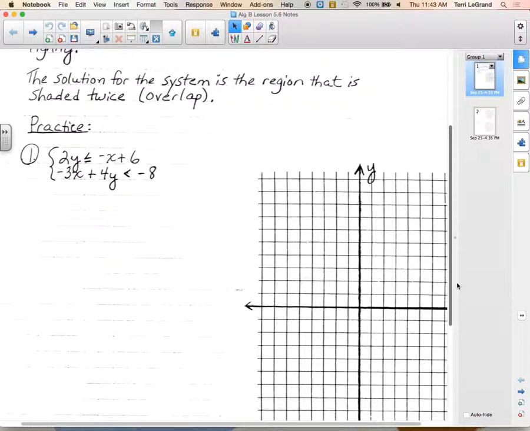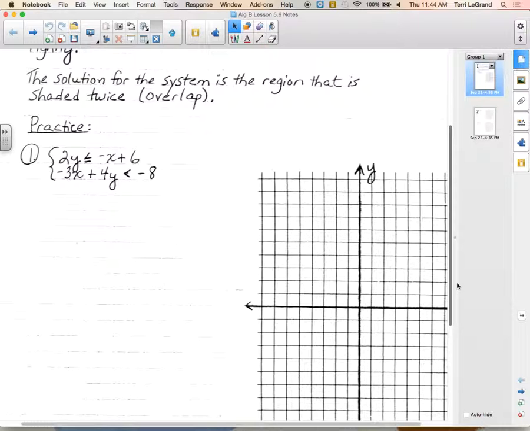Okay, so we're going to do number one here where we have our system. We have 2y is less than or equal to negative x plus 6. And we have negative 3x plus 4y is less than negative 8. We're going to take care of the first one and then worry about the second one after we're done with the first one. Okay? So is the first one ready to graph the boundary lines? No. Is it in slope-intercept form? No. Okay? So our first move better be to get that to happen.